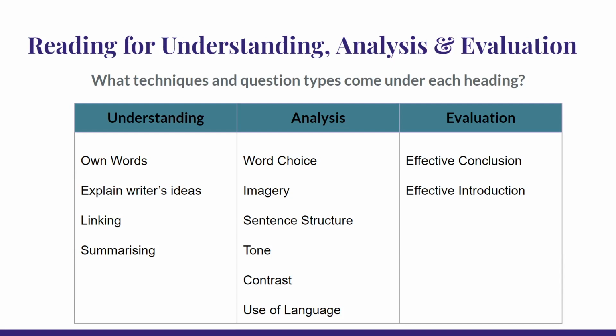Analysis is the technique part of the paper, so that includes the techniques of word choice, imagery, sentence structure, tone, contrast, and sometimes the overall heading of use of language, which means you can have anything. And then evaluation is, if understanding is what, analysis is how, evaluation is more how well. So how effective is the conclusion, how effective is the introduction? Now I've put them in that order because in recent years, conclusion has come up much more than introduction. And to be honest, I think effective conclusion's a wee bit easier than effective introduction, just because the introduction can be challenging because it's literally the first thing you're reading.